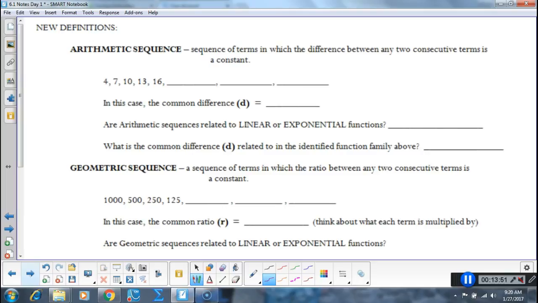Okay? All right? So an arithmetic sequence is a sequence of terms in which the difference between any two terms is constant. This would be linear. Okay? Arithmetic sequences are your linear sequences. Geometric sequences are your exponential.